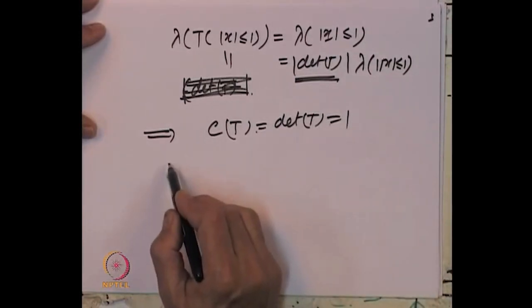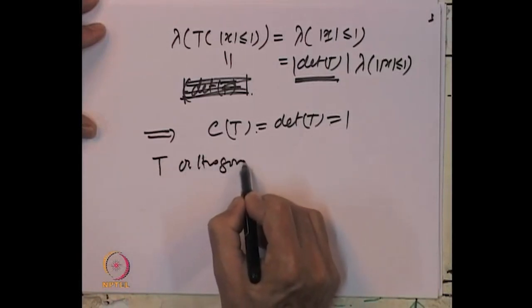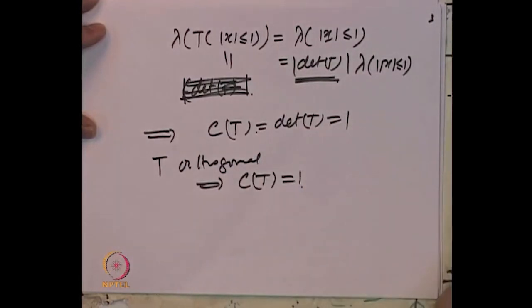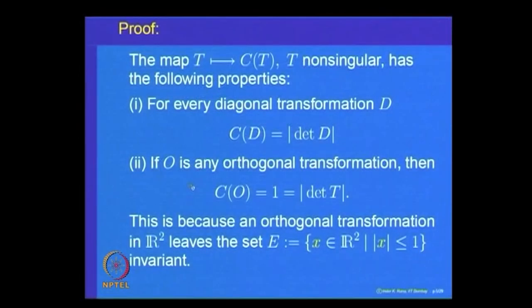So, that means, for orthogonal transformations, T orthogonal implies C of T is equal to 1. So, that is the second fact that we wanted to prove, namely, if O is an orthogonal transformation, then C of O, the constant, this is a typo here, this should have been the determinant of O, is 1, because the region inside the unit circle is left invariant by the orthogonal transformation.